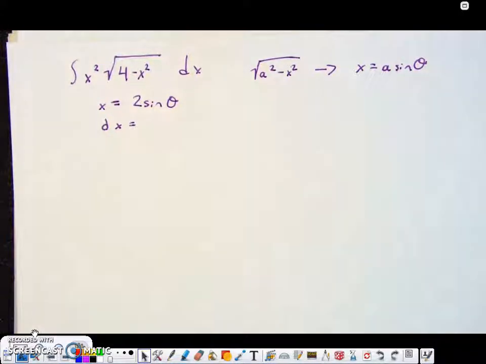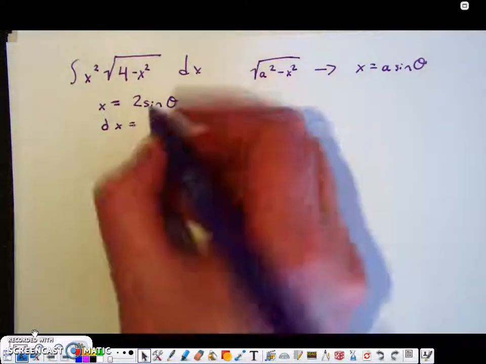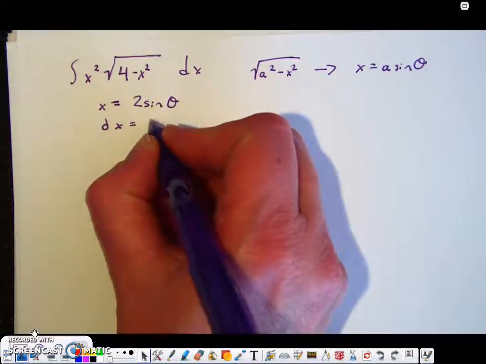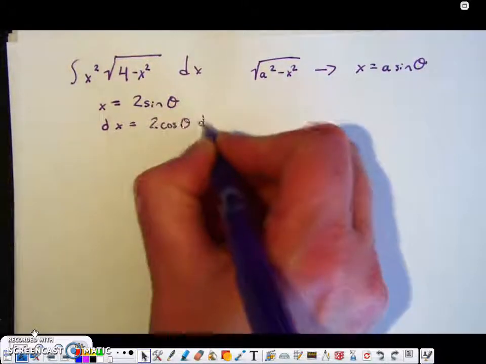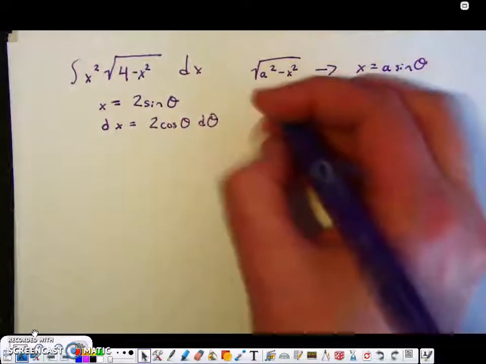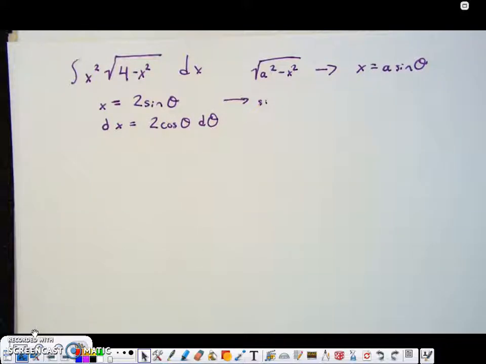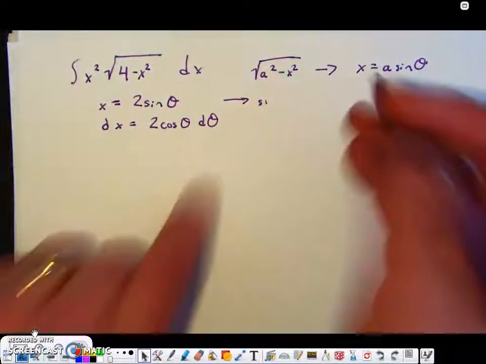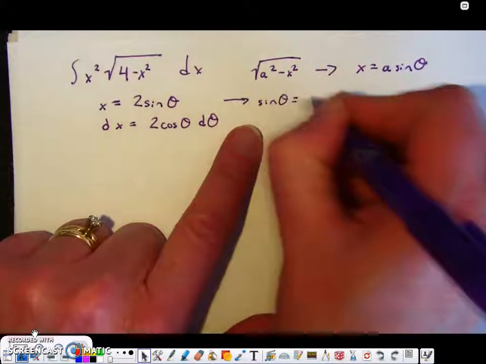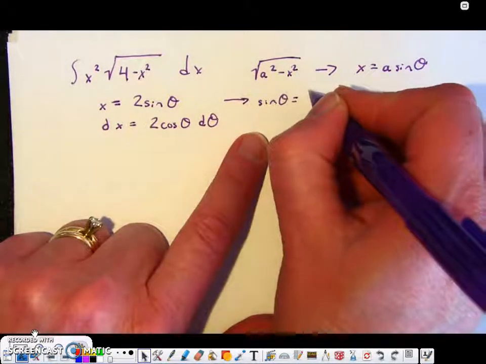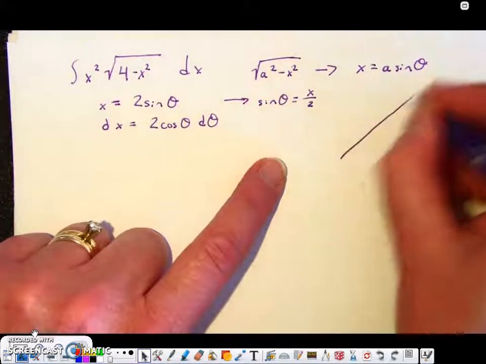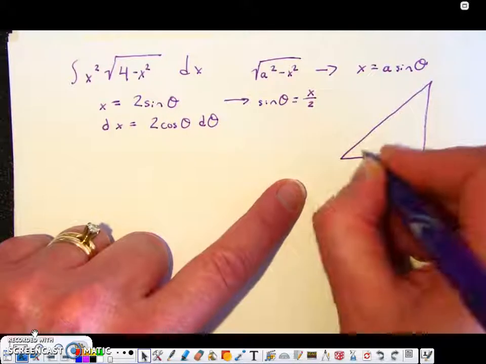All right, so two things we need to do. We need to find dx, and we need to draw a triangle. Okay, so thoughts on dx? Okay, and then the other thing we need to do is draw a triangle. The derivative of theta is d theta. Okay, and then sine theta would be equal to what over what? X over 2. So we're going to draw a triangle that represents that angle.